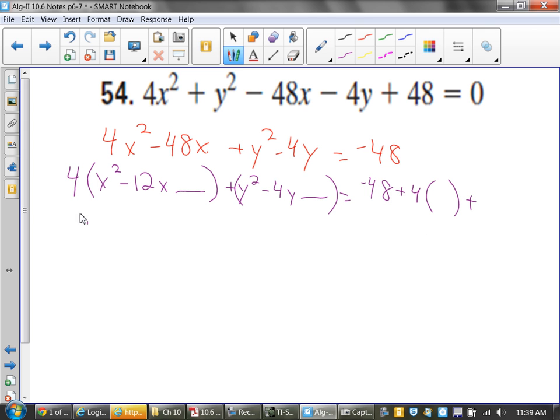All right, anyway, what's half of negative 12? I don't know. Remember, guys, take half of b, square it, and add it to both sides. So half of b is negative 6. That's my term. 36 goes over here. Here is just a 1. This b, half of that is negative 2. Square it, you're adding 4. And what's 48 plus 4 times 36? That's 100, I believe. Yeah.